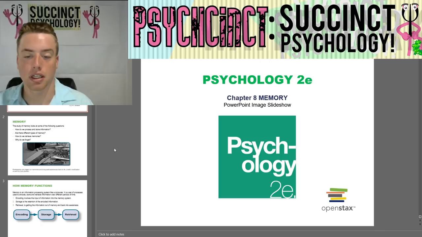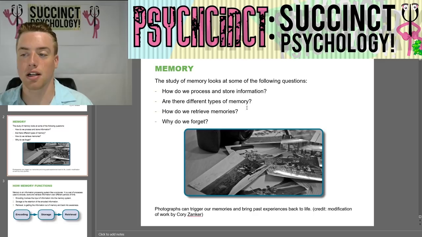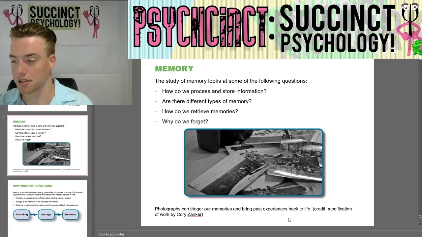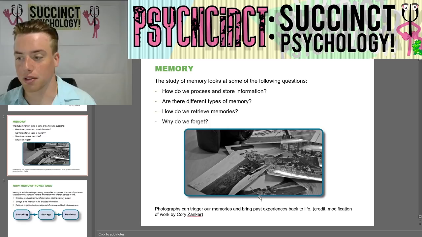So let's get started with what is memory. The study of memory looks at some of the following questions. How do we process and store information? Are there different types of memory? How do we retrieve memories? And why do we forget things? So photographs can trigger our memories and bring past experiences back to life. So here you have a bunch of photographs that somebody took, and if they looked at them, they'd probably be like, oh, wow, I remember this. It triggers your memory.